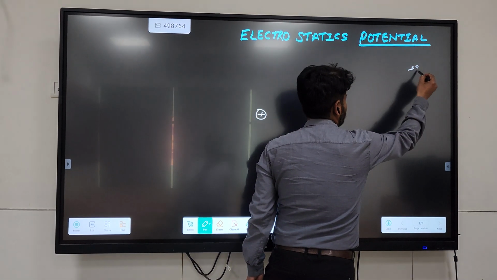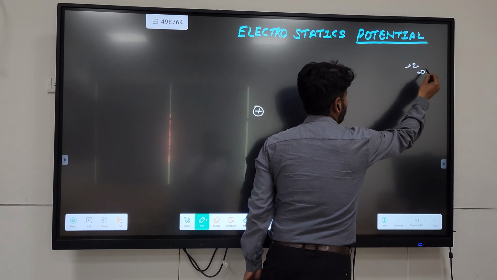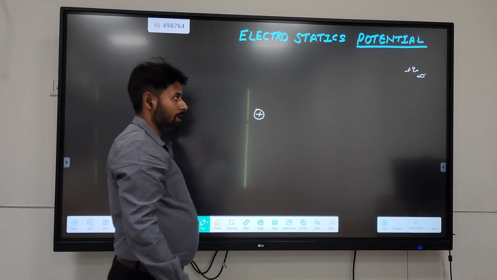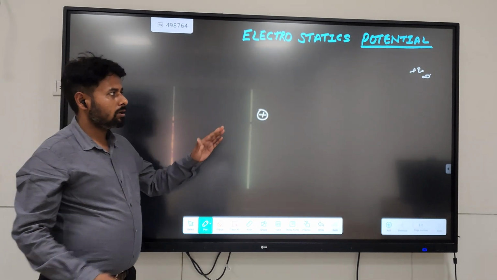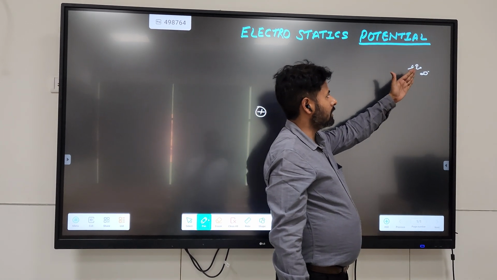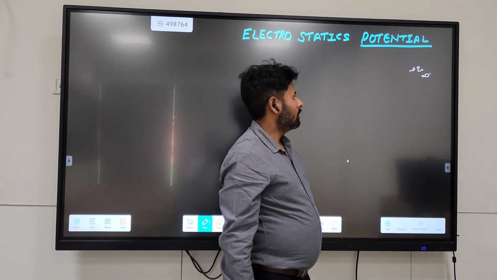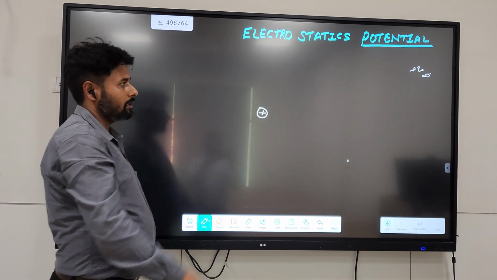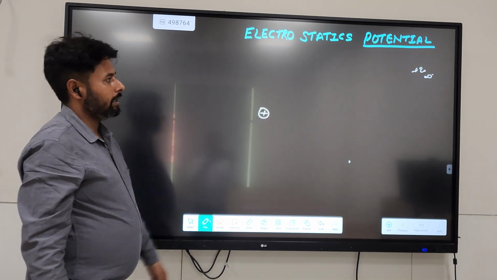This is the test charge Q naught at the infinite. Why are we choosing the reference point at the infinite? Because at the infinite there is no attraction from the other charge, and we can assume the initial potential energy of this charge is 0. So we choose the infinite position.